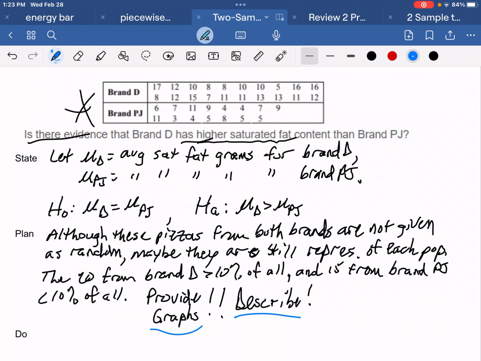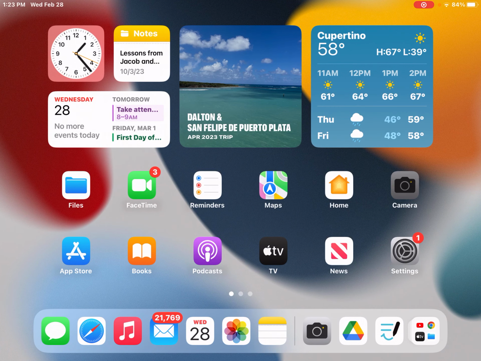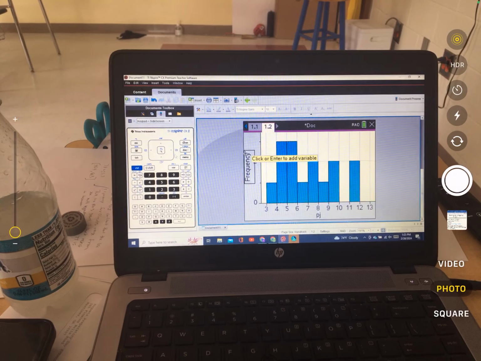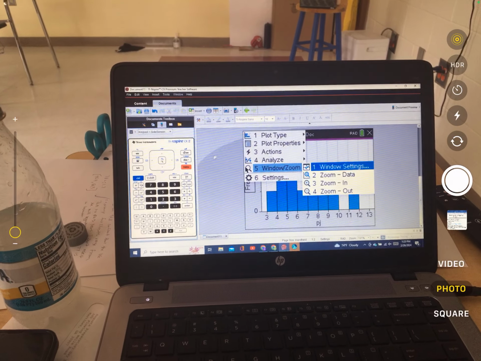Okay, now back to the calculator. I'm going to let the calculator run the 2-sample t-test, but I'm going to play the game. Okay, so to run the 2-sample t-test, just like you've always known how, I'm going to menu, nope, wrong thing.